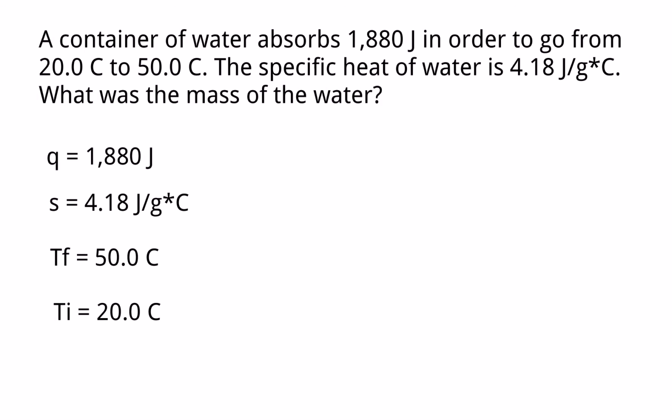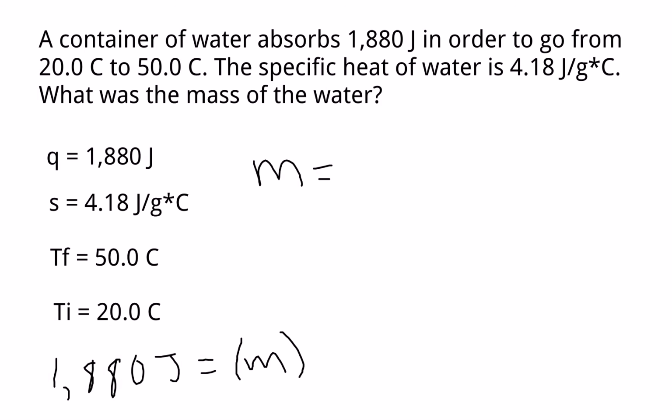So anyway, if we were to revisit this equation, this time we're being given Q. So we have Q. Q is 1880 joules. That is equal to, now what is it asking for? The mass of the water. So that's going to be equal to M. We don't know what M is, so we'll put that up here and we'll find it in a minute. And the specific heat of water is 4.18 joules per gram Celsius.